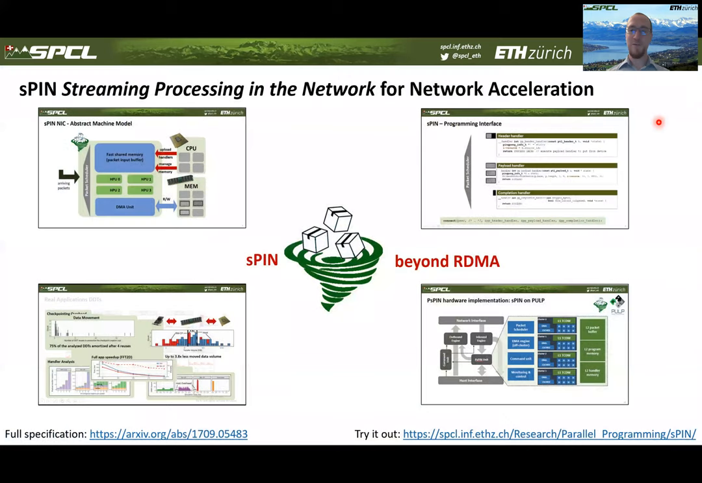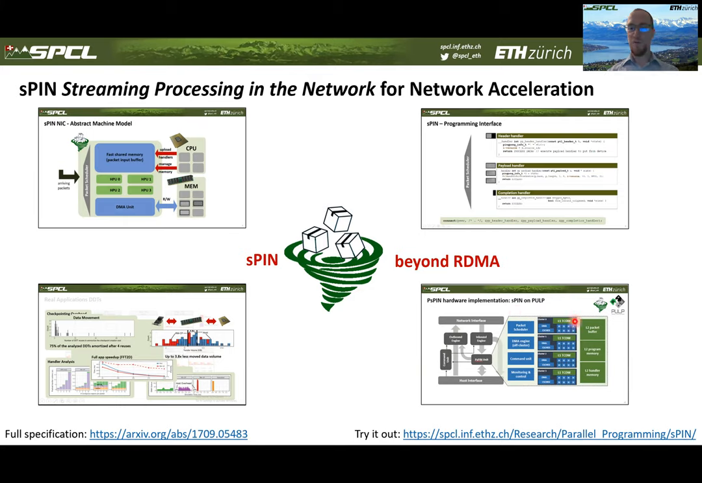With that, I would like to conclude my talk. In the last minute I have, let me quickly summarize again what I have talked about. I strongly believe that the time is ripe today for fully generic network packet processing offloading into the NIC, and tomorrow into the network. I showed the sPIN streaming processing in the network abstract machine model. I showed you the programming interface, which is inspired by CUDA and works much the same way, and various application results that should convince you that we can achieve high performance.